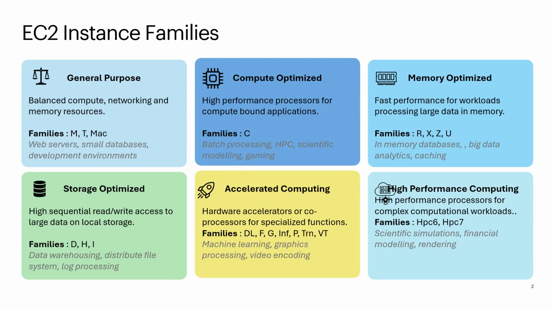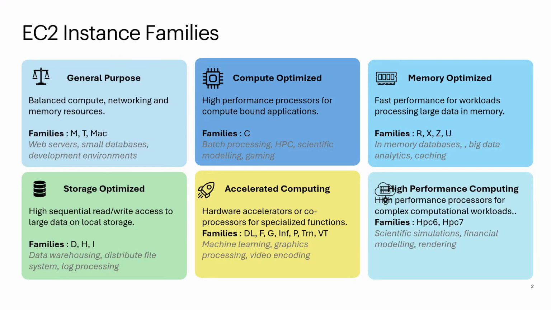This is a startup hosting their web app and MySQL database might use a T3 or M5 instance because it balances cost and performance. Next are compute optimized instances designed for workloads that need high performance processors but not as much memory. Instances of these families start with the letter C. Typical use cases include batch processing, high performance computing, scientific modeling, ETL transcoding, and gaming servers.